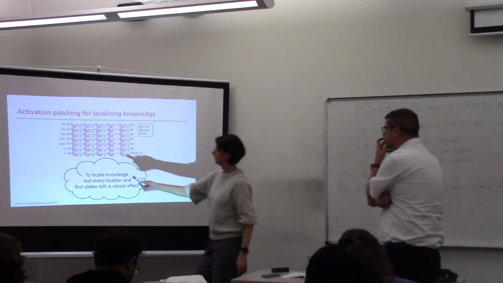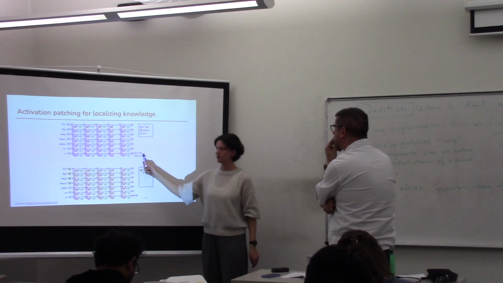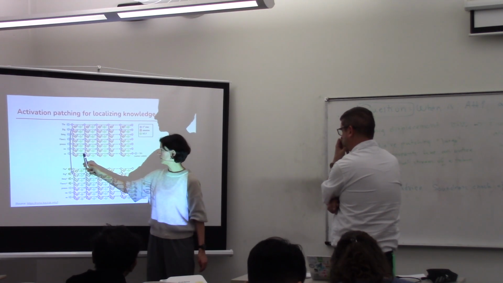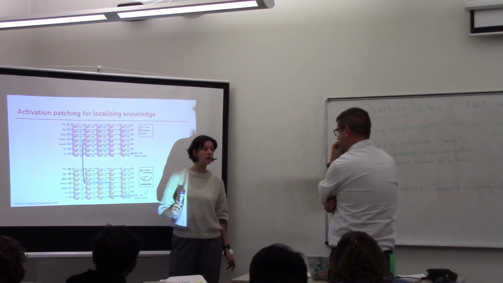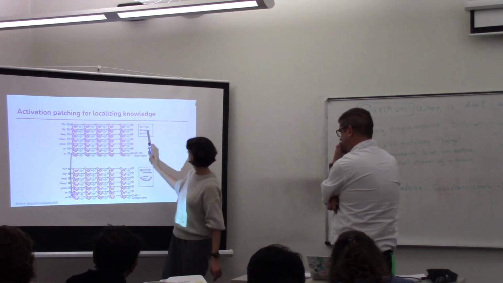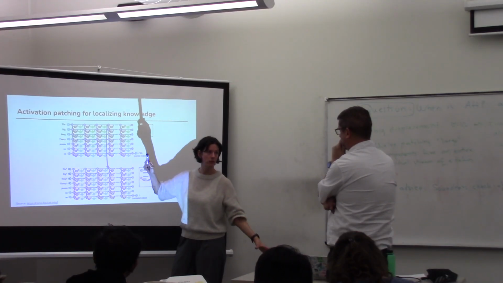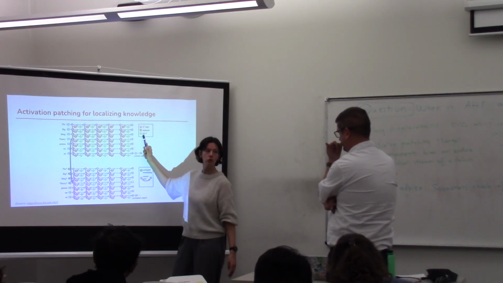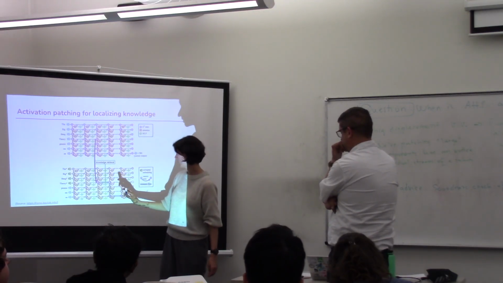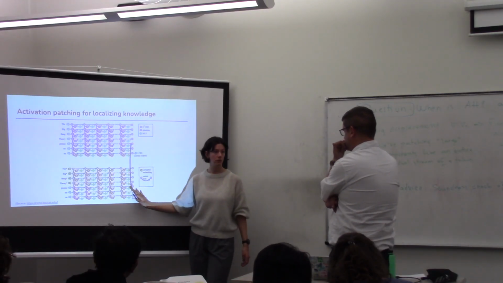So this is on, and the correct answer is CBS, and this represents the transformer. Every circle is a representation of that token, right? It can come from attention or MLP. So what we do with patching is we take, let me just check, this is the denoising version of patching.